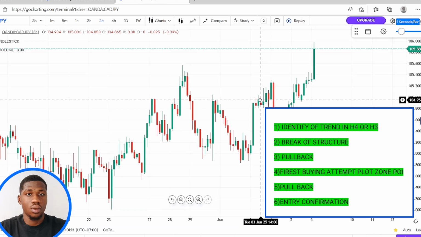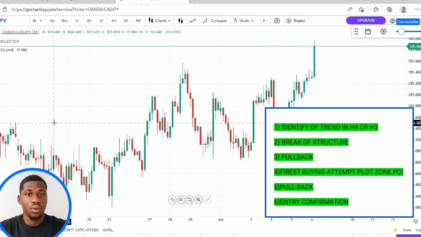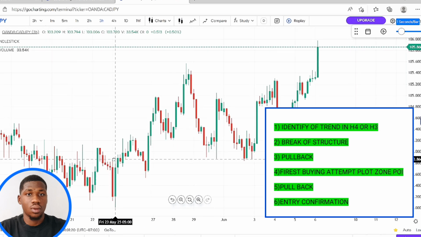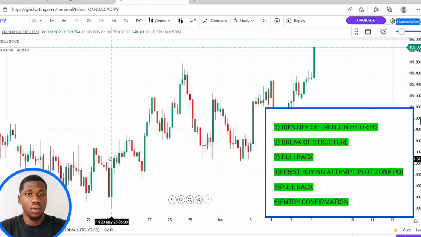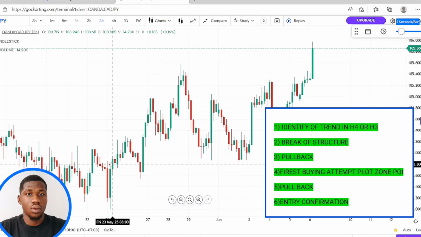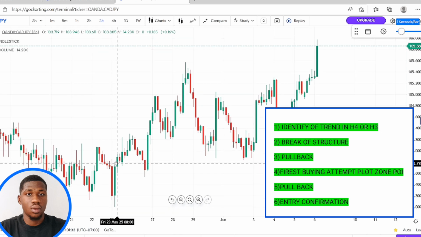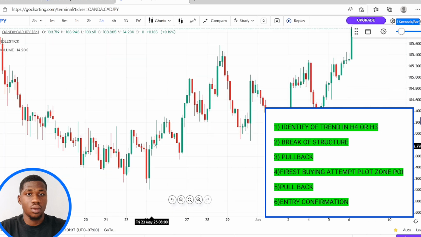First thing you need to do is identify your trend on H4 or H3. When the higher time frame like the H4 or H3 is bullish or bearish, it gives you a strong bias of where you are going to trade the market to. The second thing we need is a break of structure in the higher time frame, like the H4 or H3, before you scale down to your lower time frame.